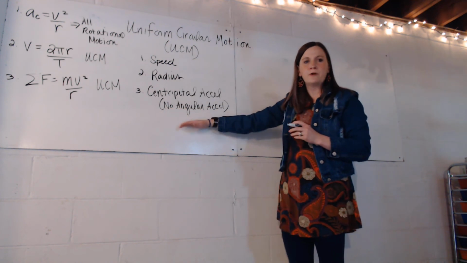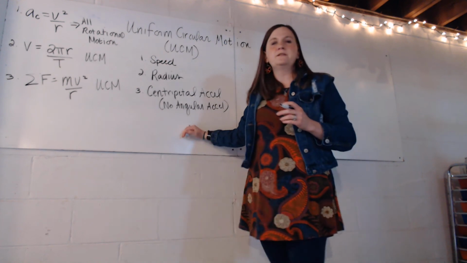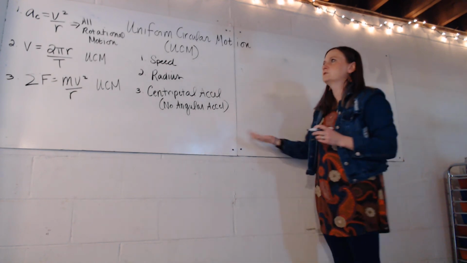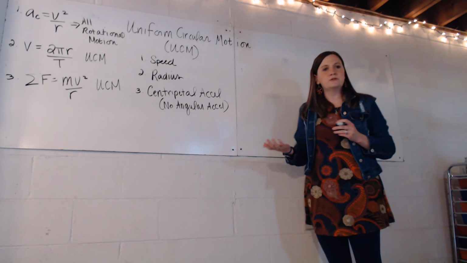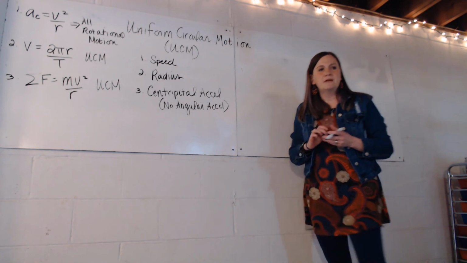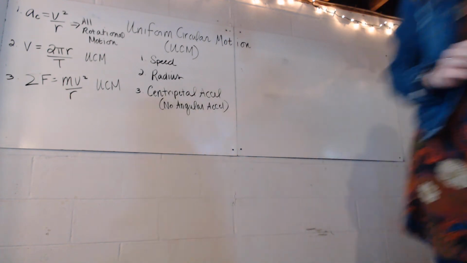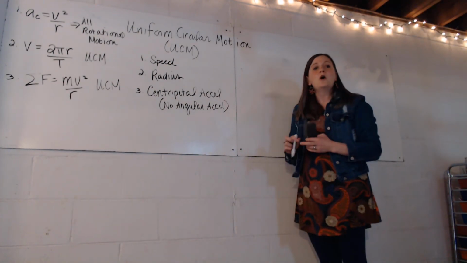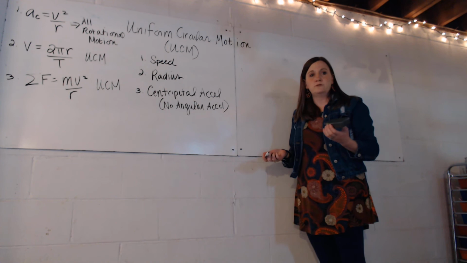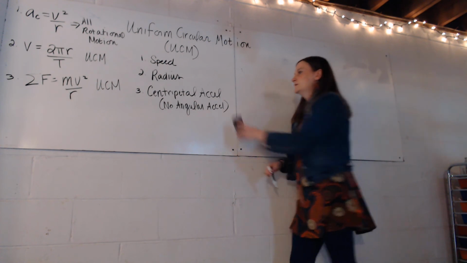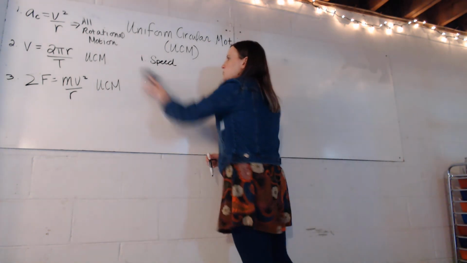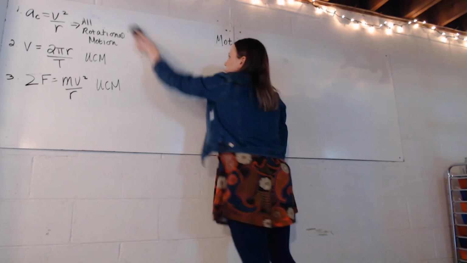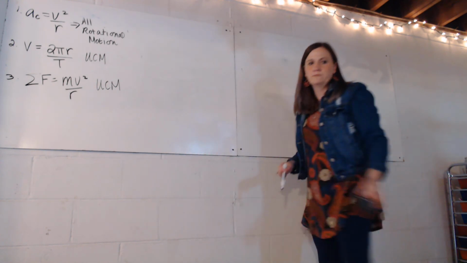Now we moved from the beginning part of chapter 5 into chapter 8, and in chapter 8 we started to look at what we call rotational kinematics. Rotational kinematics can be used when something is experiencing uniform circular motion or non-uniform circular motion. So when we get into rotational kinematics, it's true for all rotation, uniform or non-uniform.